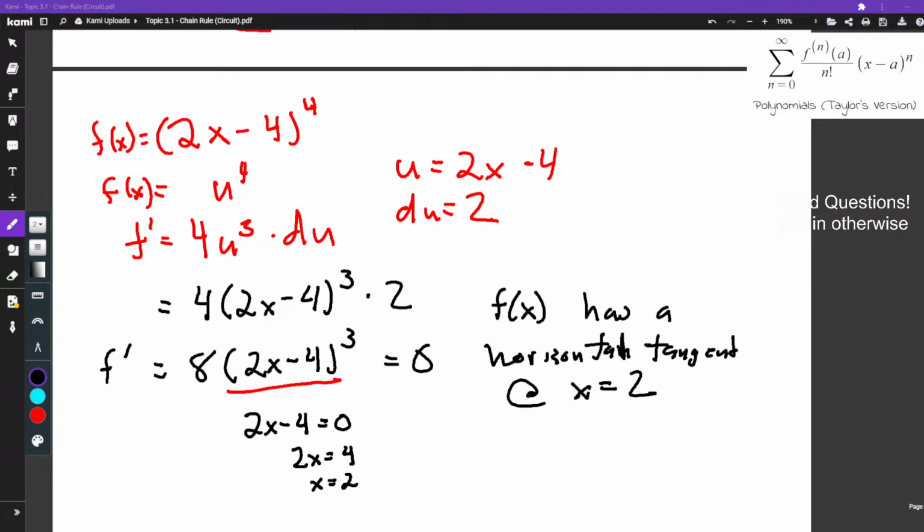Double derivatives? Or double chain rule? There's one? You could do it. Womp womp.